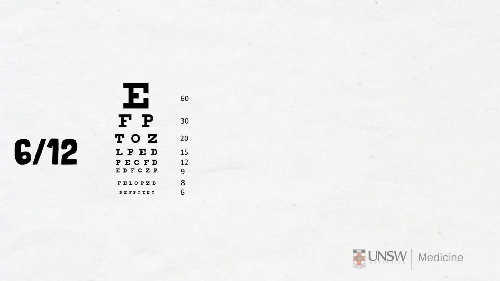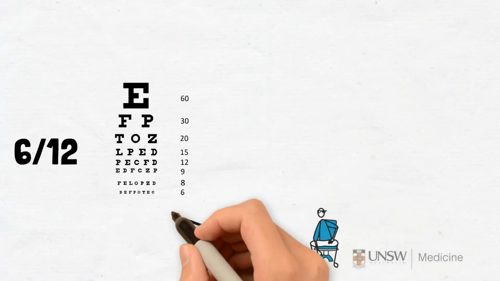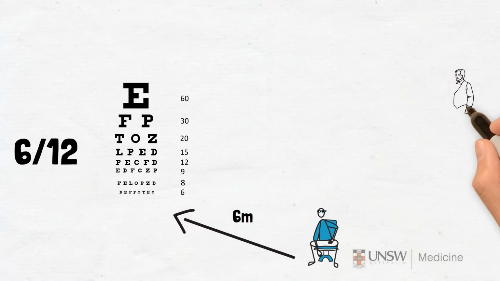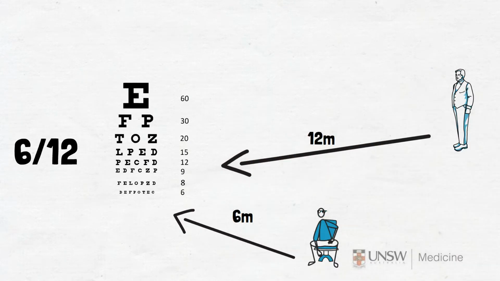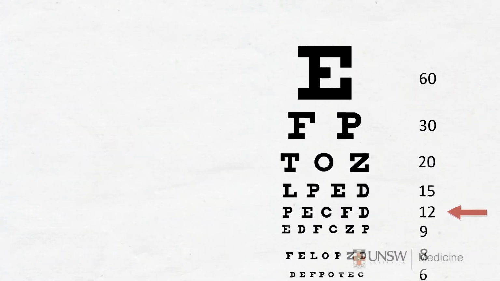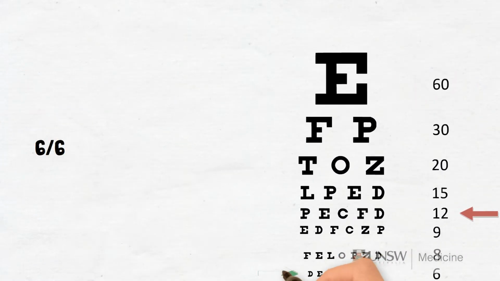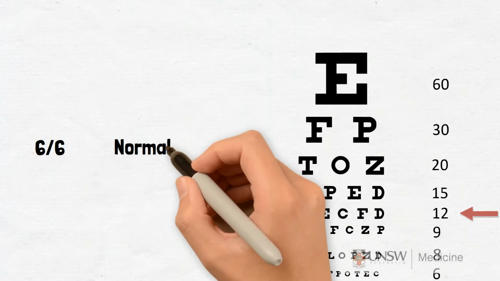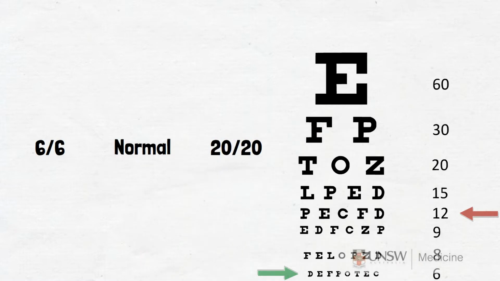This means that he needs to be 6 meters from the chart to read what a person with normal vision can read at 12 meters. Therefore, normal vision is defined as 6/6, also known as 20/20 in countries that use the imperial system.